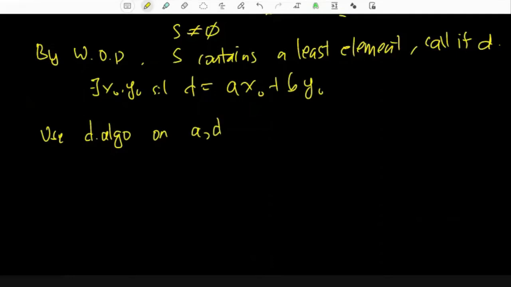Okay. So, anong sinasabi nito? There exists, di ba? There exists Q1, R1 such that A, pwede natin isulat as Q1 D plus R1. Of course, R should satisfy the requirement of the division algorithm.